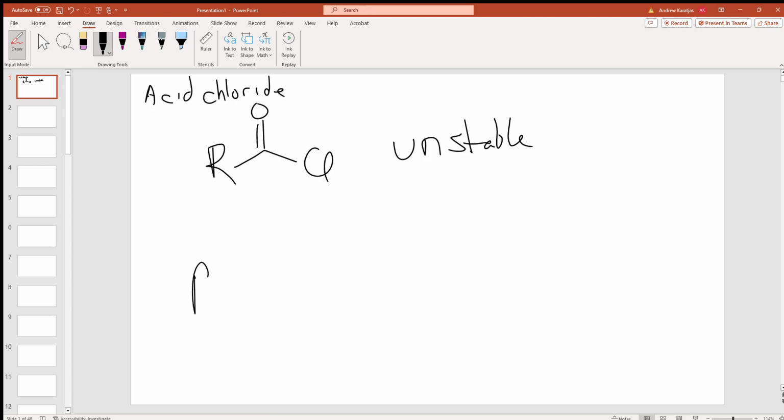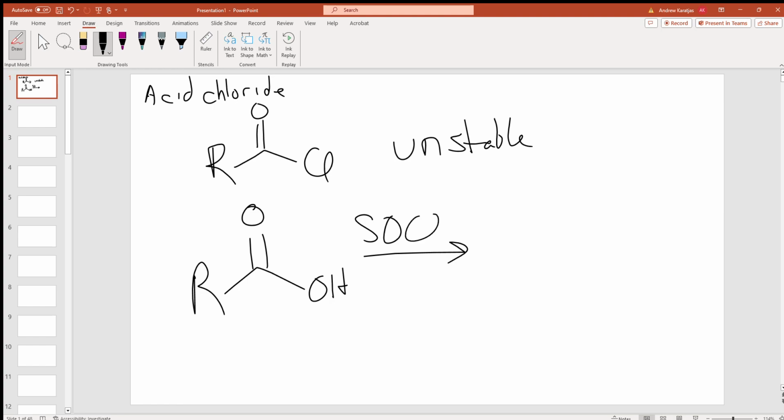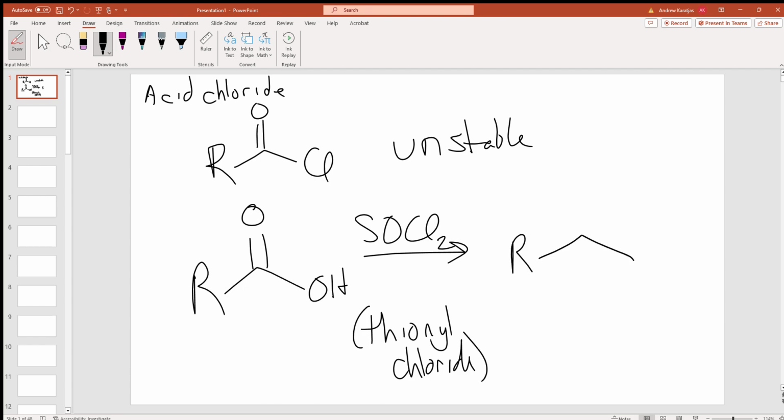So to make one, you start with a carboxylic acid and add SOCl2, known as thionyl chloride, to it. And in a single reaction, you can convert that OH group into a chloride, which you can then use for further steps in synthesis.